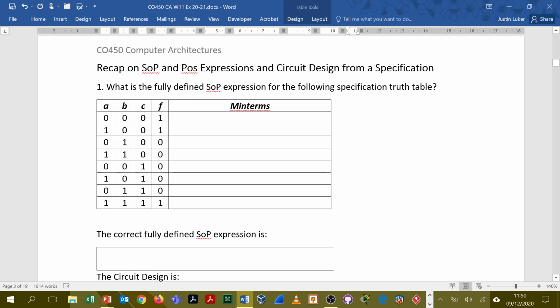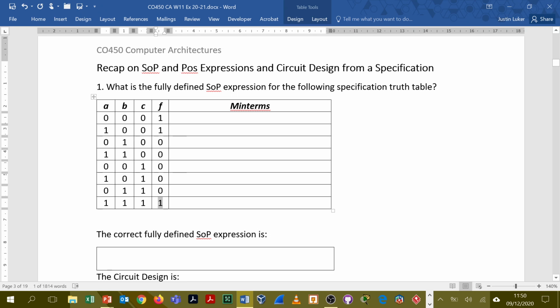So now we're recapping on sum of products and product of sums expressions, SOP and POS expressions, and we're doing a circuit design from the specification. So what's the first question? What is a fully defined SOP expression for the following specification truth table? Okay, so SOP, sum of products, we're looking for 1 as the output, and we're going to create some min terms. So this one and these two and this one are the outputs.